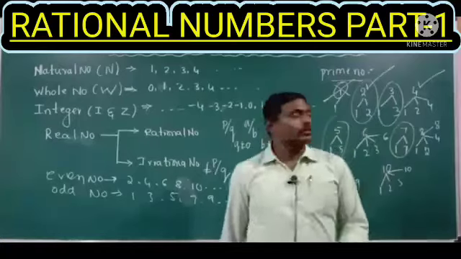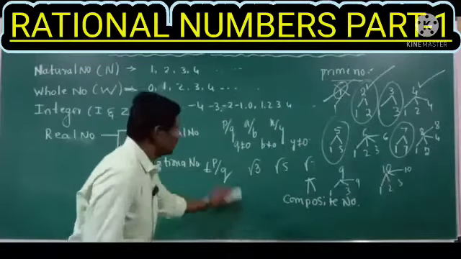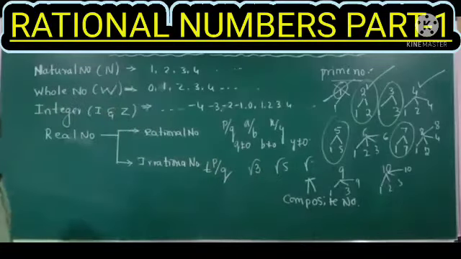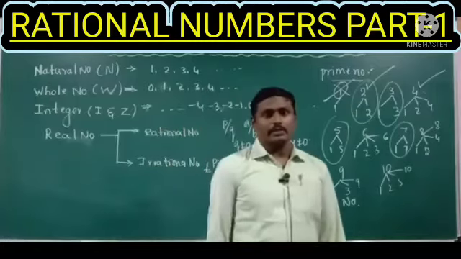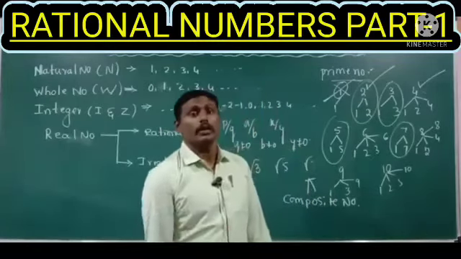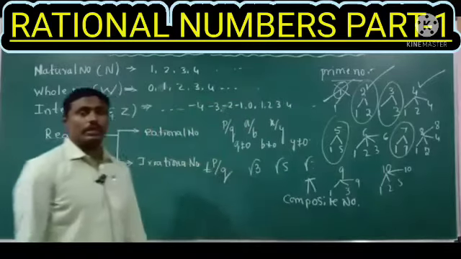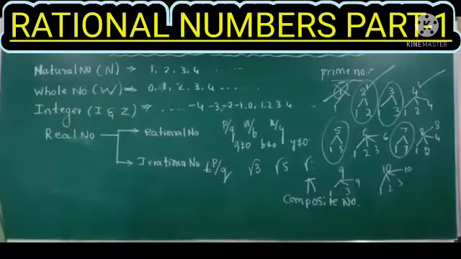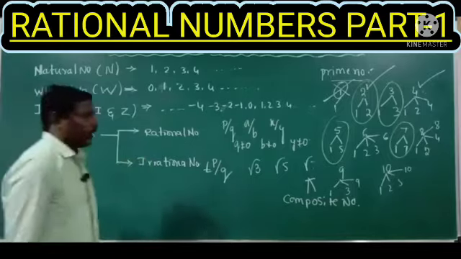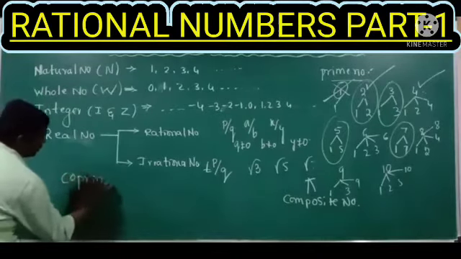Okay, and next one, prime numbers and composite numbers. If you are writing the prime numbers from 1 to 100, in between 1 to 100 we have totally 25 prime numbers. Composite numbers means the numbers which have more than 2 factors. Next one, co-prime numbers.